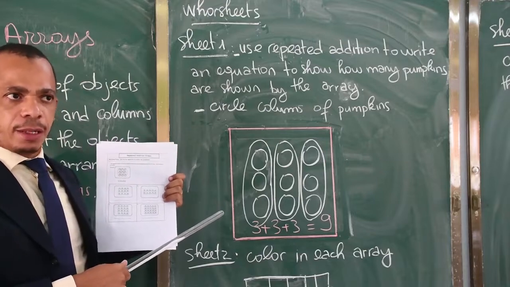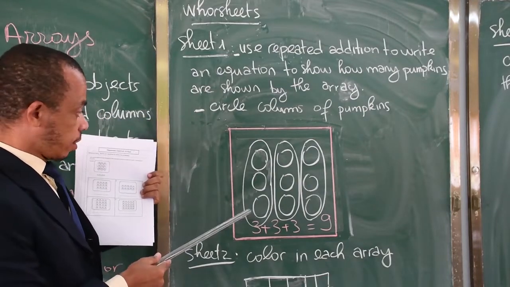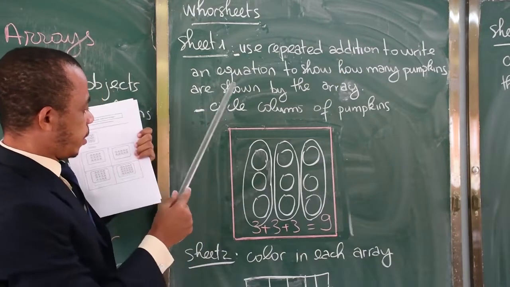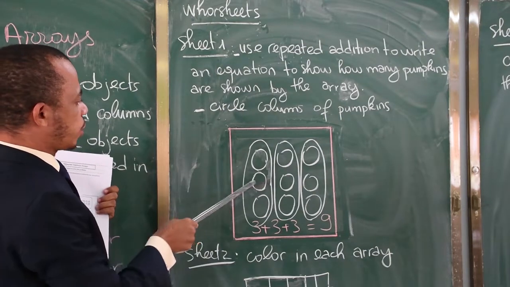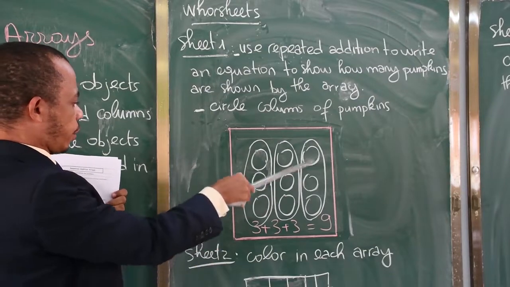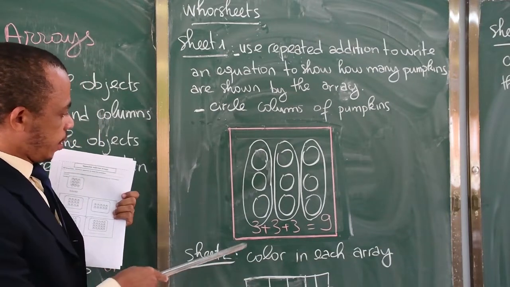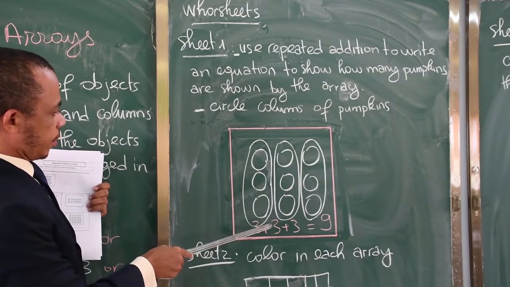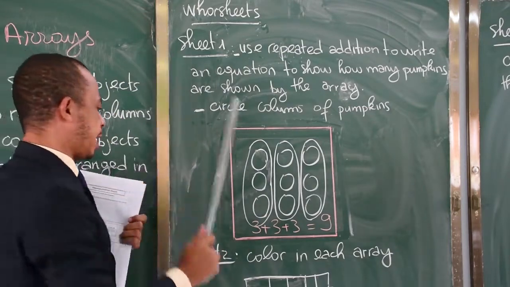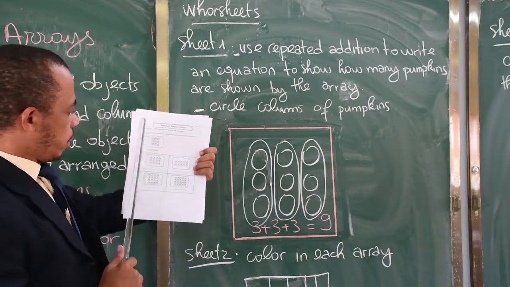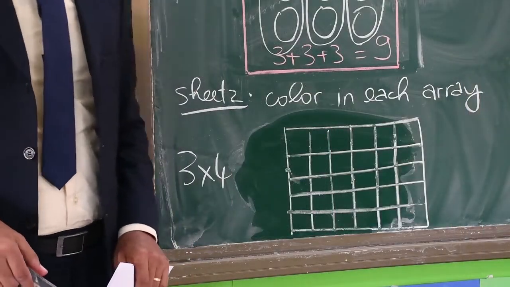I'm going to explain it to you one more time. You see in the box, we have an array of pumpkins. But in fact, I replaced the pumpkins with circles because it's easier for me. So we have how many rows? 1, 2, 3. How many columns? 1, 2, 3. So, what is the equation to show how many pumpkins are there? Here it is. 3 plus 3 plus 3 equals 9. So we have 9 pumpkins. So you have to do the rest on the page. Okay, so we continue with the homework.